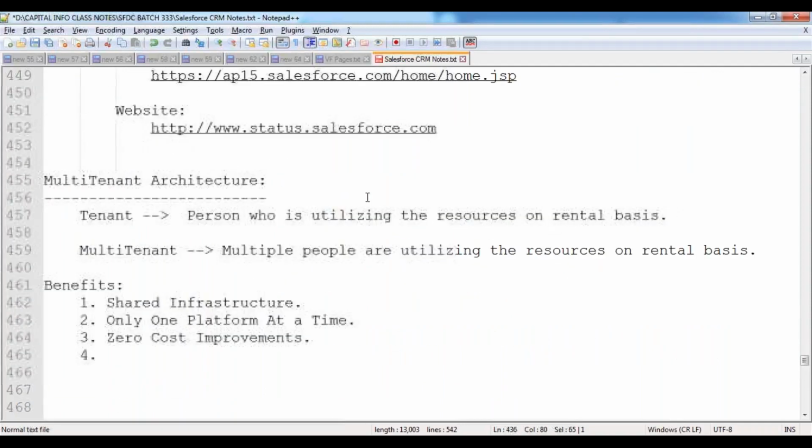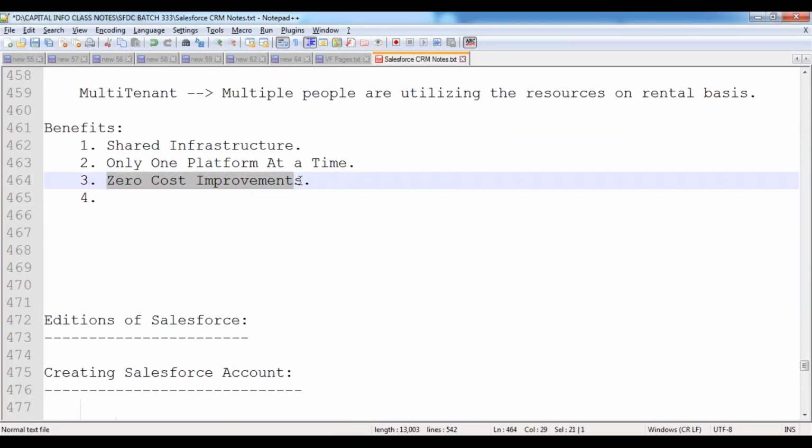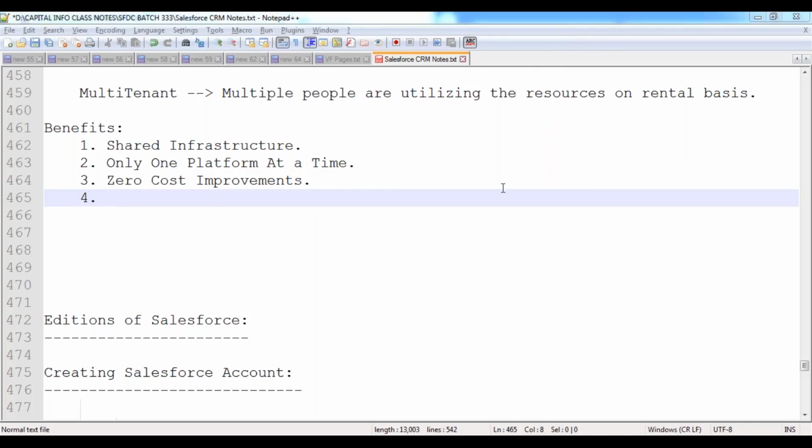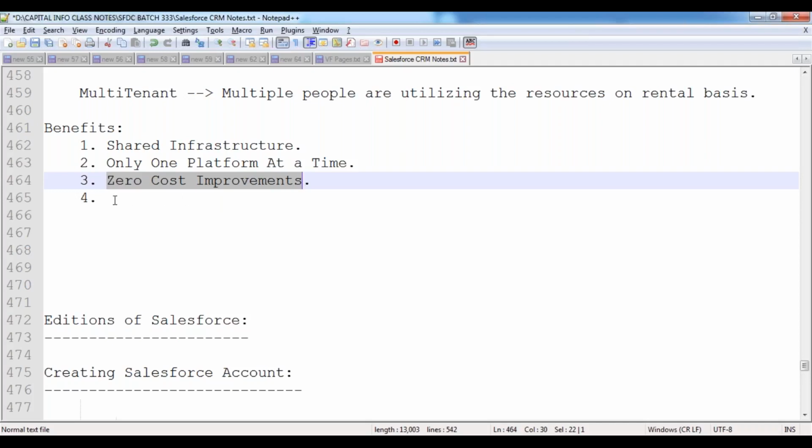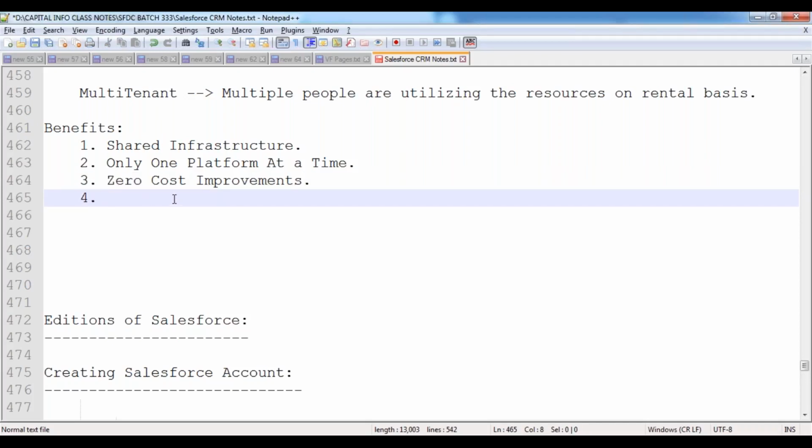This is one of the major benefits in Salesforce, so whatever new features are available, we can enjoy the benefits of the latest features free of cost, without paying any additional amount to Salesforce. Next one. So now the next feature is automatic upgradations.